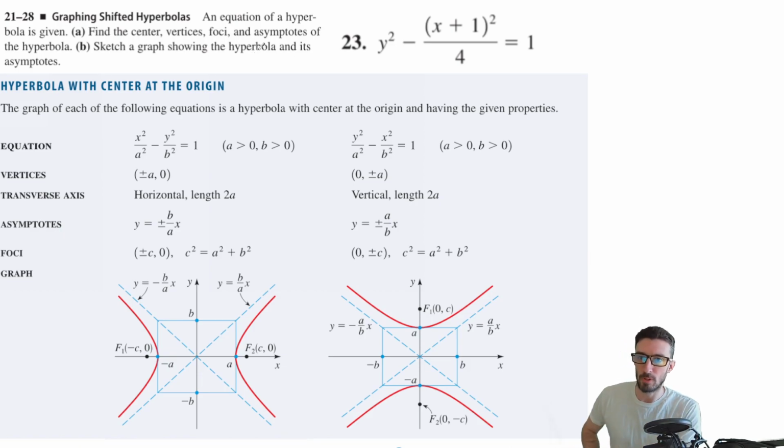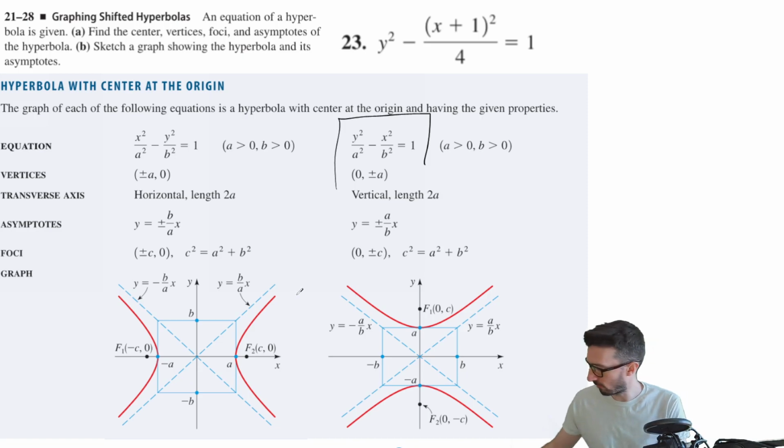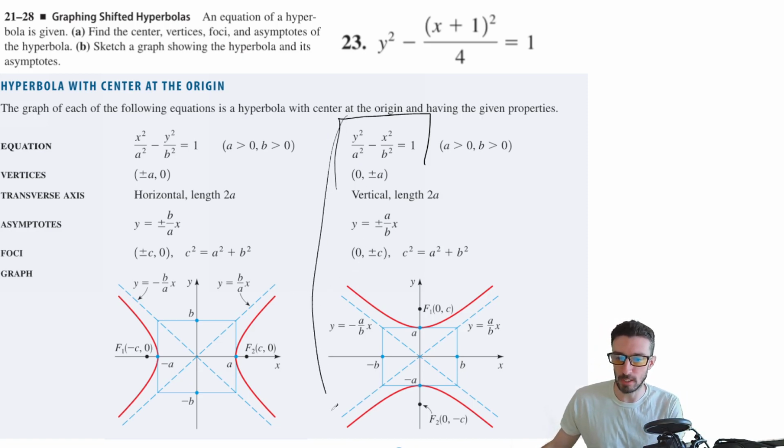Hey, we got a problem here where we're supposed to find the center, vertices, foci, and asymptotes of a hyperbola, and then we're supposed to sketch it. Now, I picked one where it is in this form rather than this form. So instead of getting your branches on the left and right, we're going to get our branches above and below. So let's get rid of this entire thing because we're only going to need these formulas that are here on the right.